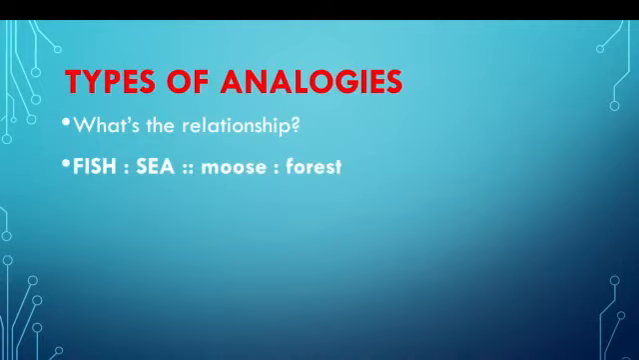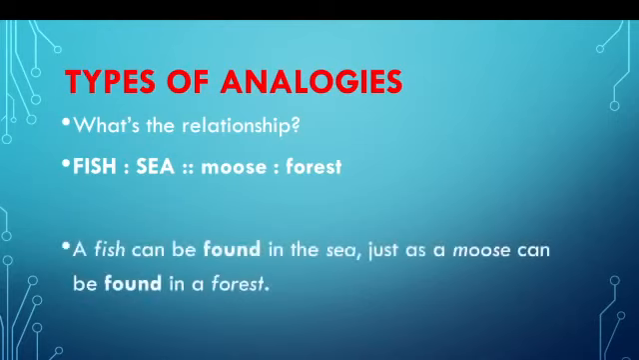What is the relationship of fish is to sea and moose is to forest? Now, a fish can be found in the sea, just as a moose can be found in a forest. So this one is a location. A fish can be found in the sea. It is located in the sea. A moose is located or found in a forest.